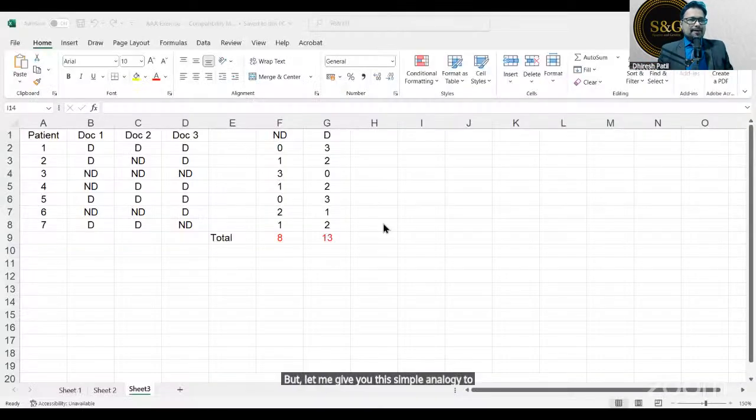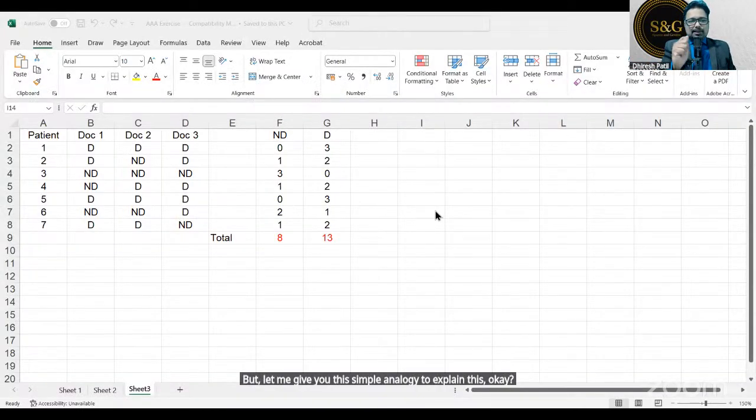Super. So let me quickly share my screen. Now the scenario is, again, the disclaimer is that kappa calculation is a little complex. We don't have to do it manually ever, but let me give you this simple analogy to explain this, okay?